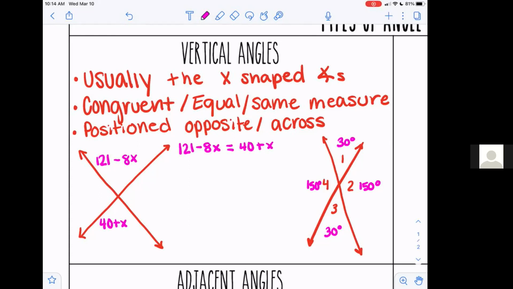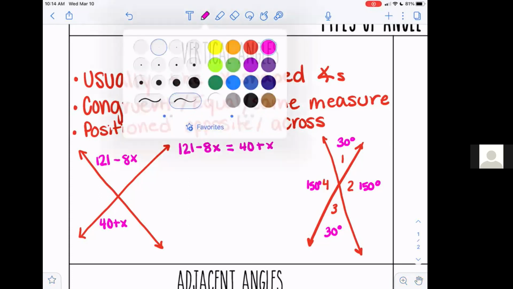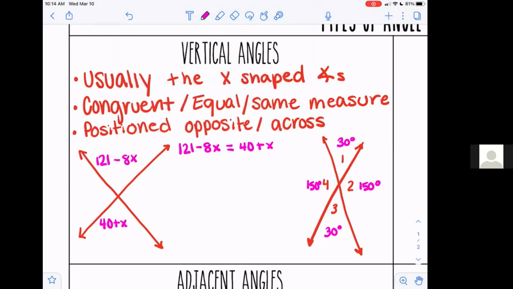Now we're going to go ahead and solve this equation. We need to get all of the variables on one side and all of the constants on the other. So let's go ahead and get that 121 to the other side by subtracting 121 from both sides. Bring down that negative 8x. Bring down that positive x. And then 40 take away 121. That's going to give us a negative number, but that's perfectly fine. When we use our calculator to help us out, we get negative 81.